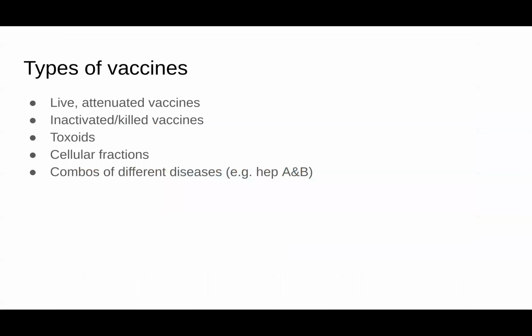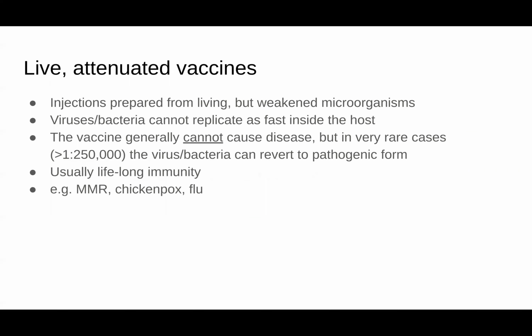So that's the principles of vaccination, how they work at the immunological level, and how they work at the community and population level. Let's talk about the different types of vaccines. There are essentially 4 different types, with the 5th one down here at the bottom being just a combination. So let's talk about these different types of vaccinations, how they're made, how they work. Let's start off with live attenuated vaccines. These vaccines are prepared from living but weakened microorganisms.